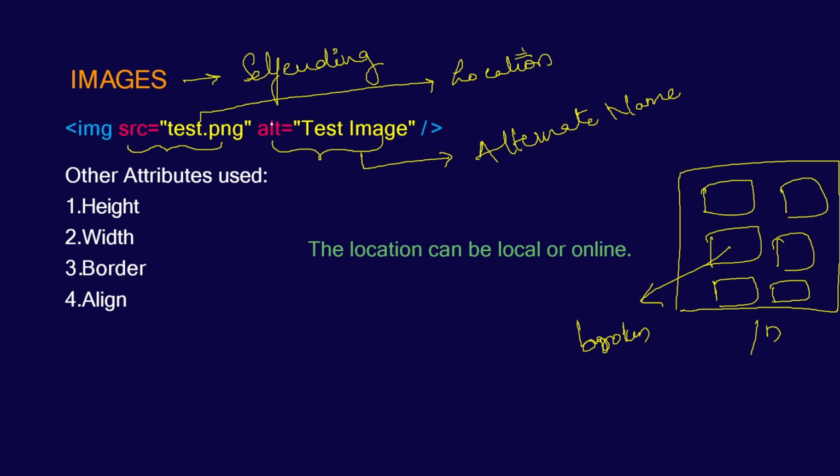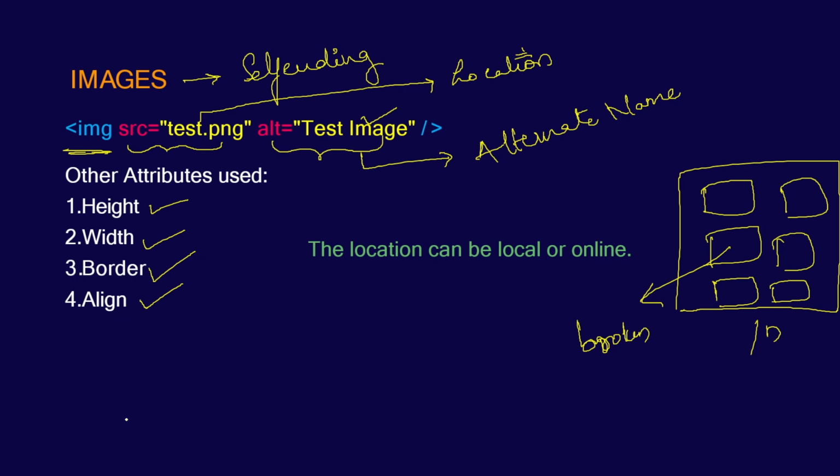What you can do is give the alternate name for the images. When this image is broken, it is just going to display the name of that image so that you can easily go to that particular image and fix the location, and you are going to have a beautiful image again. For this image tag, you have certain other attributes also. You have height attribute, width attribute, border attribute, align attribute. These are the 4 other attributes that are there for your image tag.